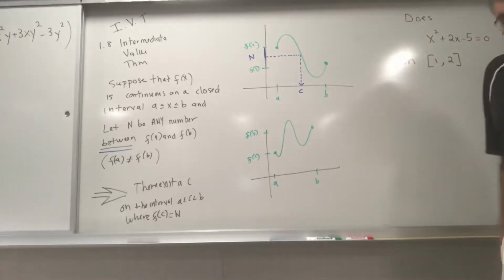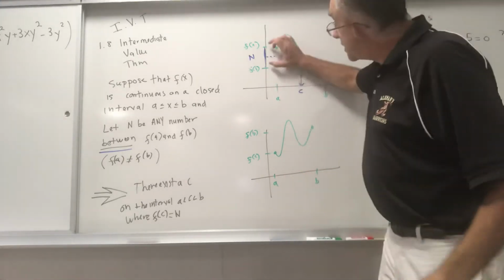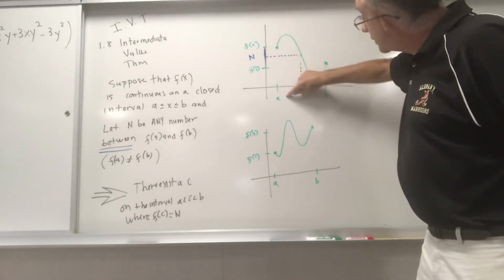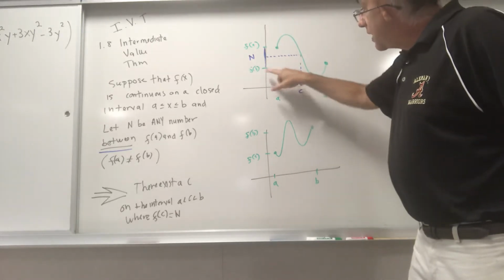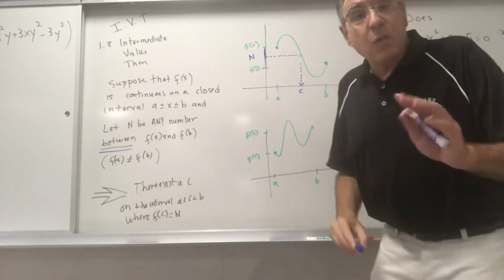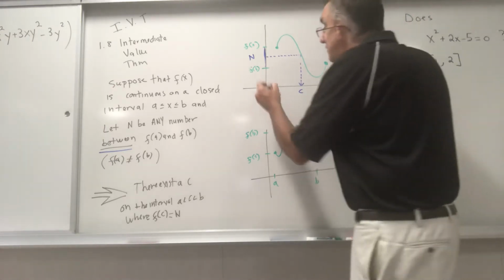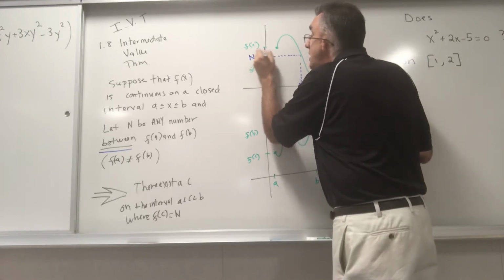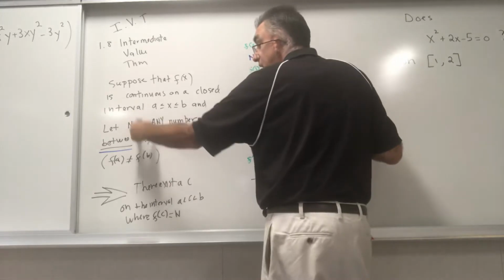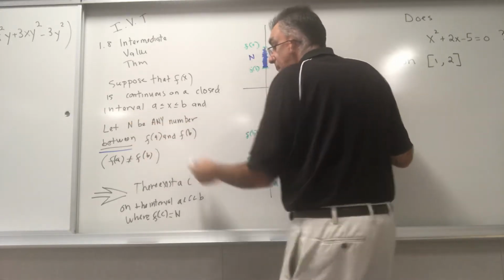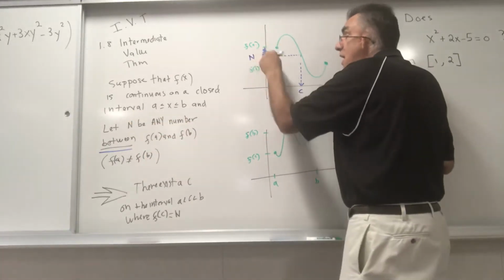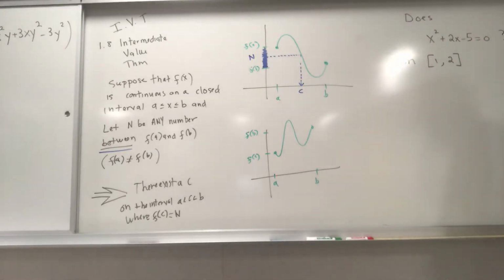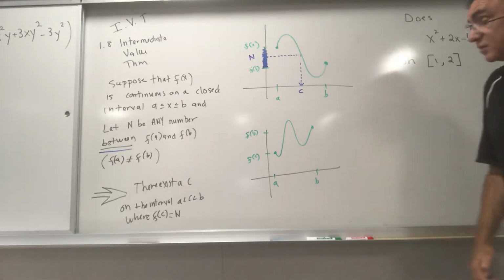Now, that is what the theorem says. The theorem is very specific. It's saying as long as you stay between f of A and f of B, no matter what n I choose, it's going to map onto a number between A and B. Okay, that is just what it's going to do.